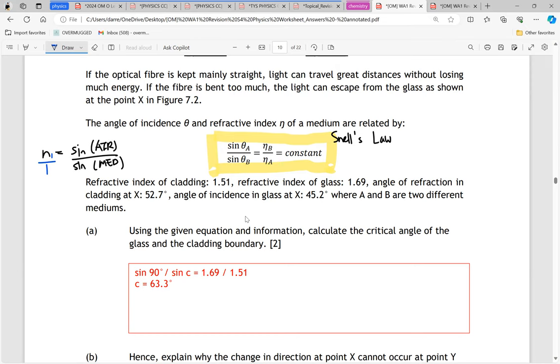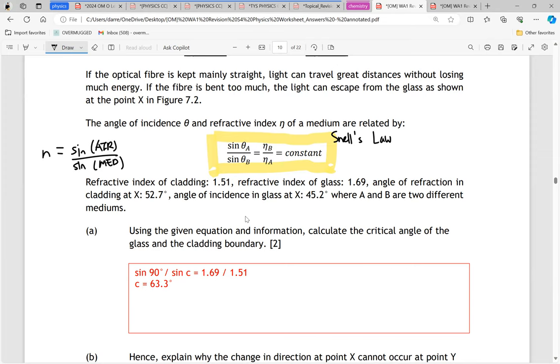Then you might as well tell me, don't waste time, right? That's why you erase away this one. So that's how you end up with the simplified formula at O levels: N is equal to sine air over sine medium. Because your air is fixed, then your medium is going to change.